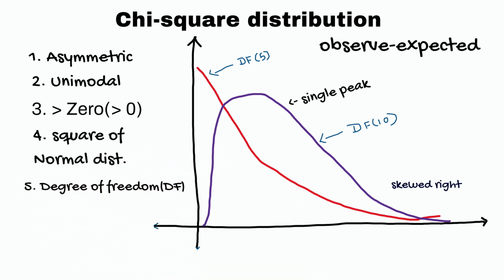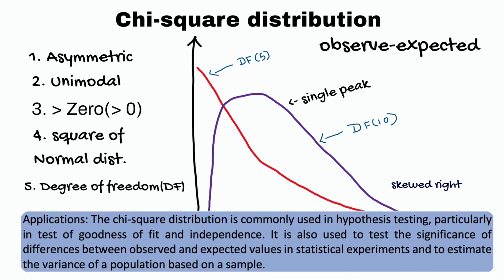Degree of freedom. The shape of the chi-square distribution is determined by the degree of freedom, which represents the number of independent observations or variables in the dataset. As the degree of freedom increases, the chi-square distribution becomes more symmetrical and bell-shaped, resembling the normal distribution. The chi-square distribution is commonly used in hypothesis testing, particularly in tests of goodness of fit and independence. It is also used to test the significance of differences between observed and expected values in statistical experiments, and to estimate the variance of a population based on a sample.